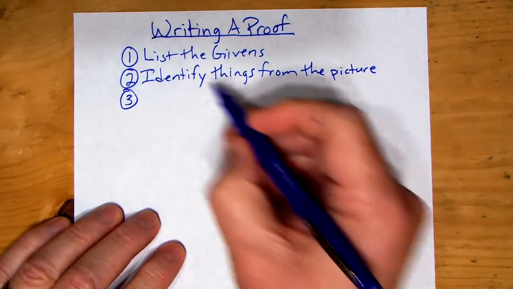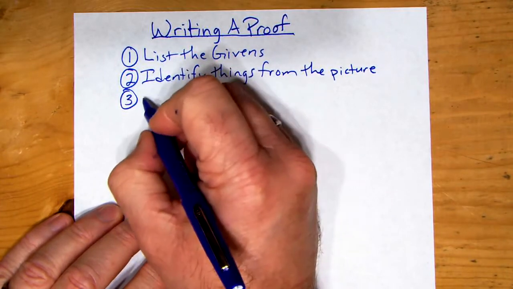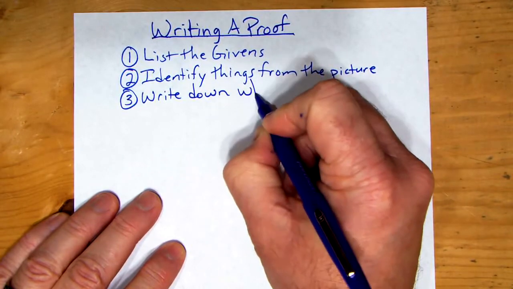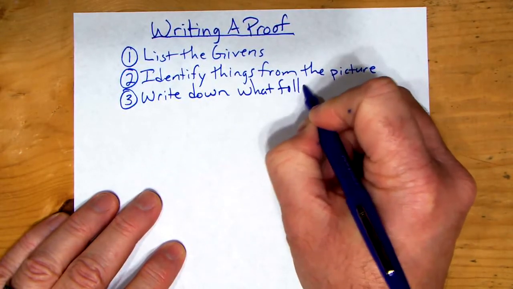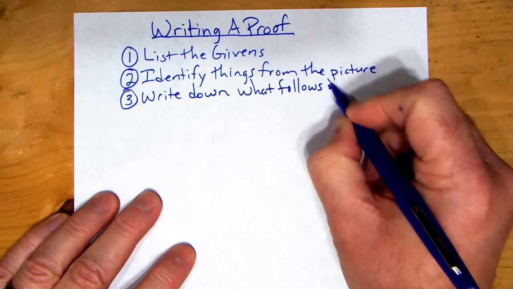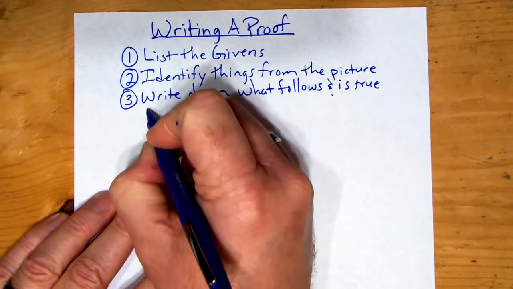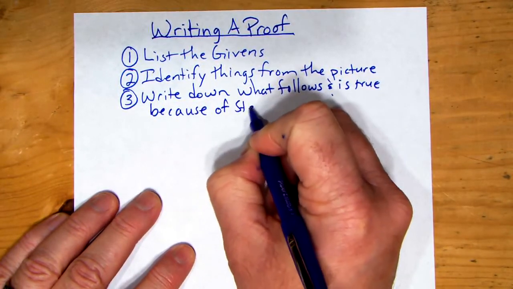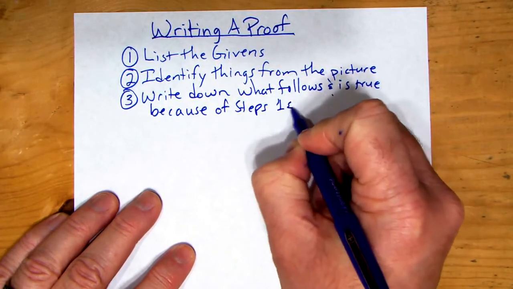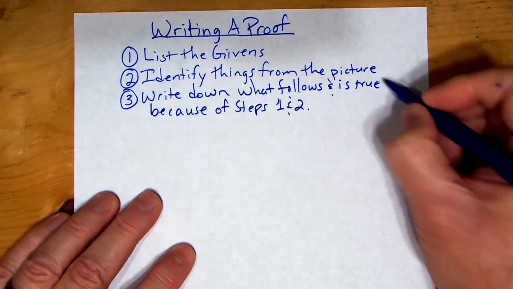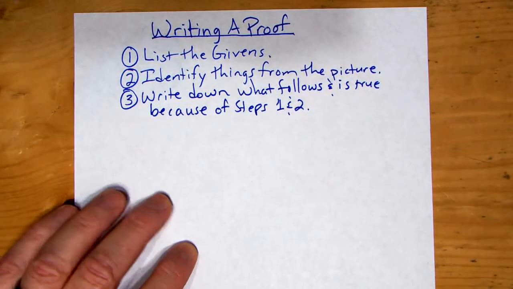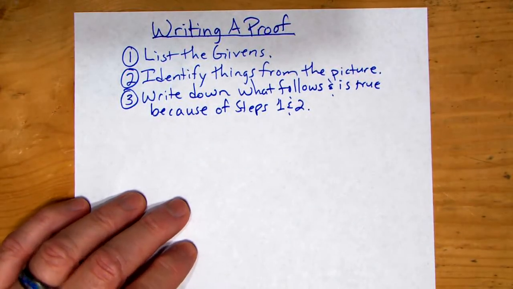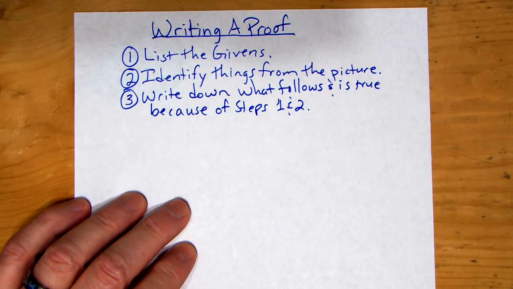And then when writing the proof, the next step after that is to write down what follows and is true because of steps one and two. So that would be, I mean, part three is really the heart of the proof. It's all the stuff that's in the middle.